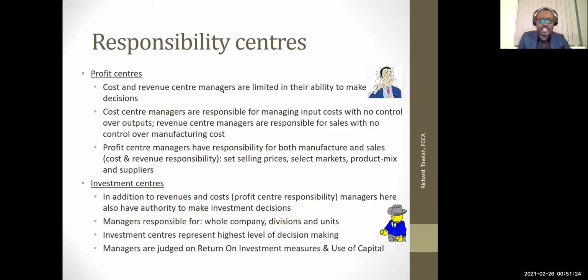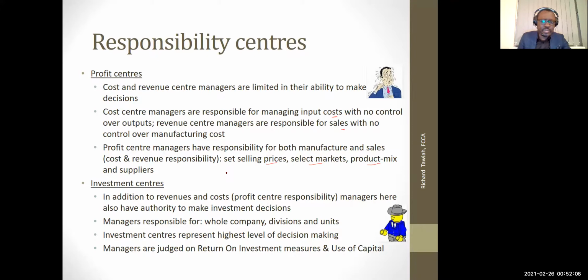So cost and revenue centers are limited in their ability. Cost center managers are responsible for costs with no control on discretionary cost, and also with no control over outputs. Revenue centers are responsible for revenues with no control over manufacturing cost. But the profit center manager has responsibility for both costs and revenues. So they set the prices, they look at marketing prospects and select the markets, and then look at product mix and supply. So they are more supervisory, having oversight responsibilities over the two.